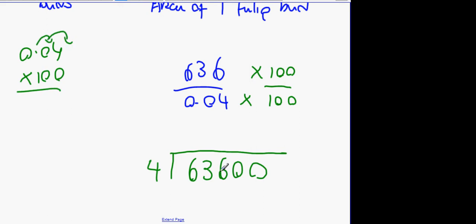Oisin, 4 into 6. 1, minus 4, remainder 2. 4 into 23. 4 into 36. How many bulbs can we get in total? 15,900. Okay, yes, Ryan.